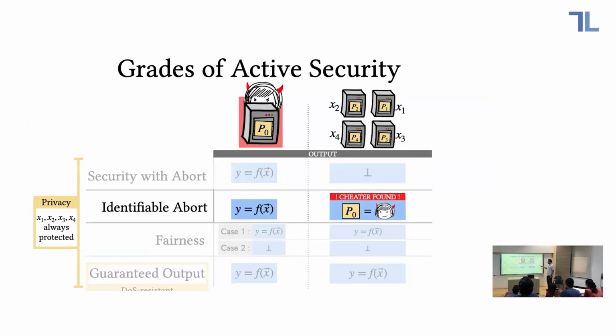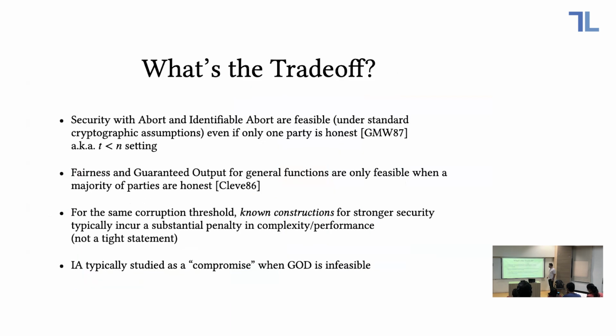And as an intermediate compromise notion, we have this thing called identifiable abort, in which the adversary could stop honest parties from learning the output. But in this event, the honest parties identify who exactly the cheater is. So maybe they can take some action based on this. That's the compromise notion that we're looking at.